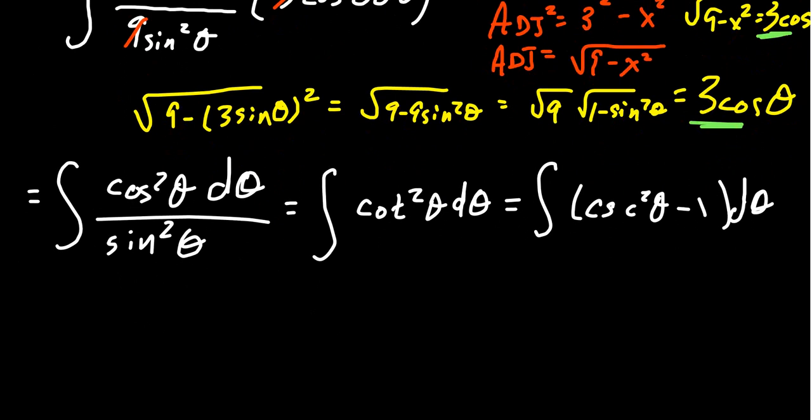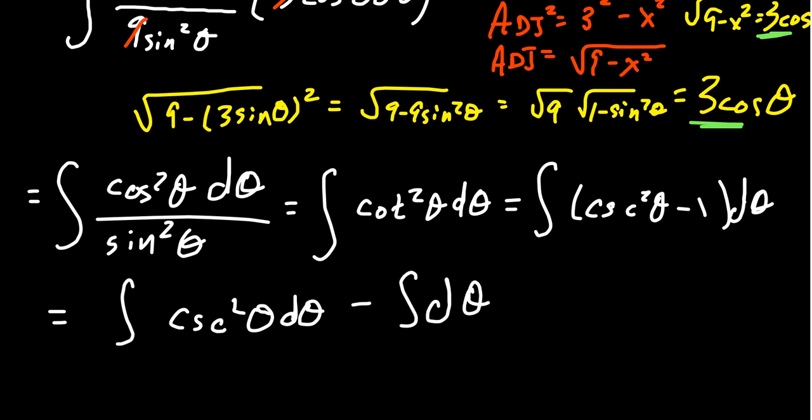Remember that the derivative of cotangent is negative cosecant squared. So as we break this thing up, we take the integral of cosecant squared theta d theta minus the integral of d theta. Here I'm going to take a negative cosecant, so a double negative. Therefore, the antiderivative of negative cosecant squared is cotangent, so we get a negative cotangent theta. And then the antiderivative of d theta is just theta, so we get a negative theta plus a constant.